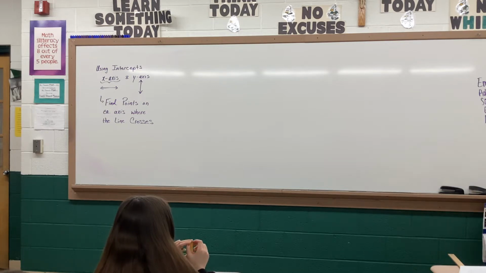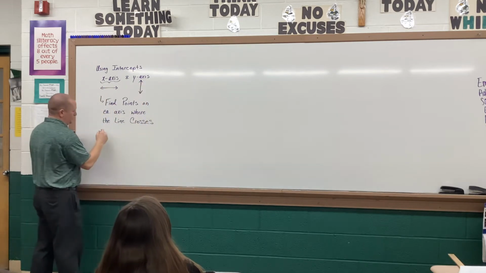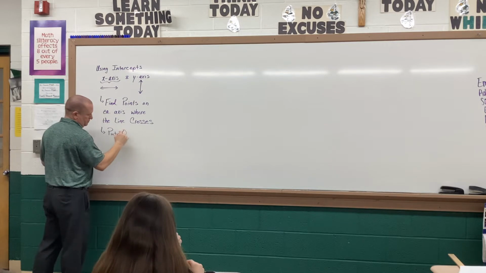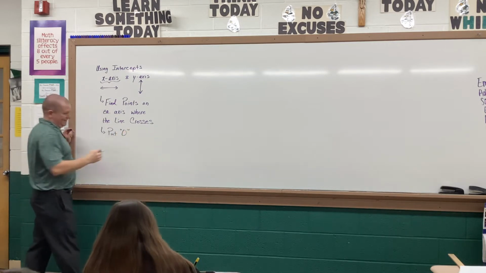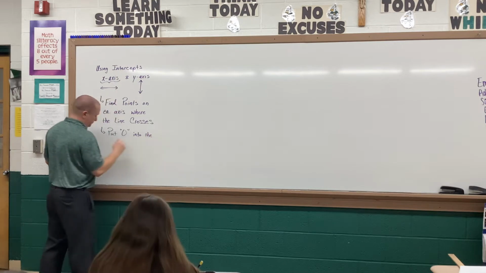Now, if I pick this point right here, what's that point? 0, 7. And if I come down here and pick this point, what's that point? 0, -3. And what do those have in common? They both have a 0 too, right? So when you're going to try to use the intercepts, you are going to put 0 into the other variable.